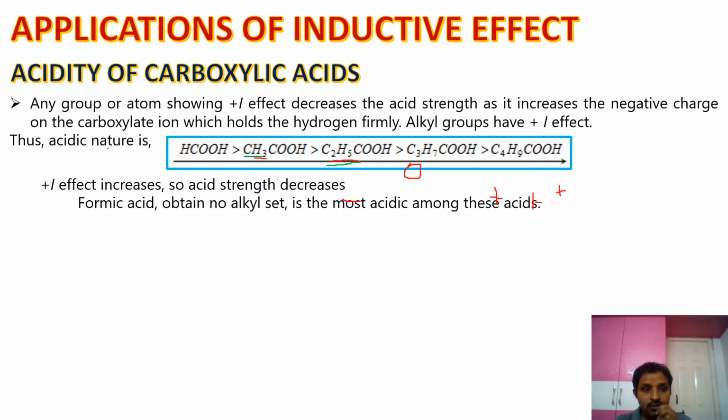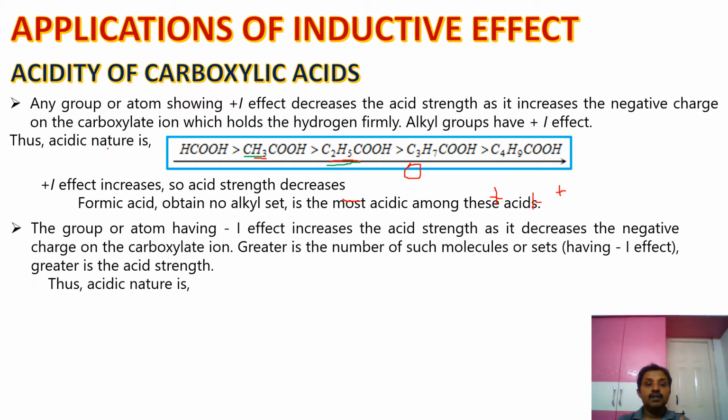Now, as the positive inductive effect increases, the acid strength decreases. Formic acid is the most acidic among these acids, because formic acid, which has only a single hydrogen atom, acts as a strong acid compared to other carboxylic acids.